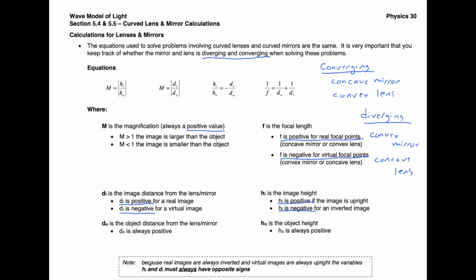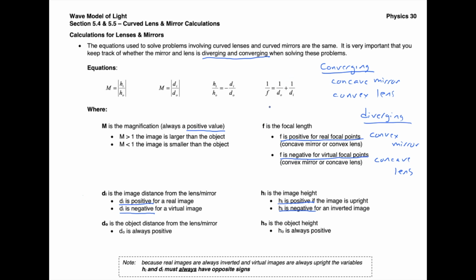And so we had that note here where the hi and the di are always opposite, and we see that showing up in this equation here as well. That's because for a real image, we have a positive di, but because it's inverted, we're going to have a negative hi. If I have a virtual image, I'll have a negative di. That one's always going to be upright, and so I have a positive hi for that. So watch your signs really carefully. Magnification, do and ho, those are always positive. But for the focal points, the image distance away from the lens or mirror, and the image height, those have positive and negative signs, and you have to be putting those signs in.